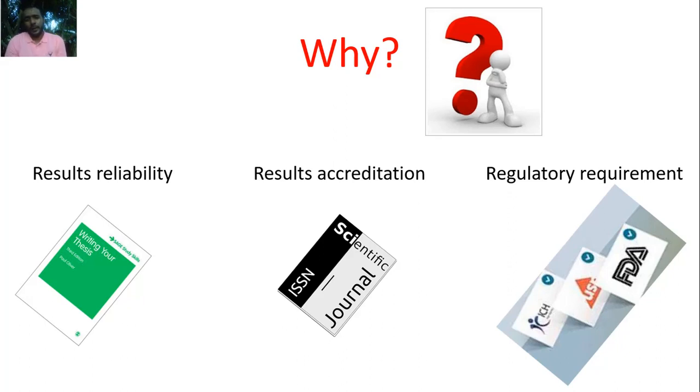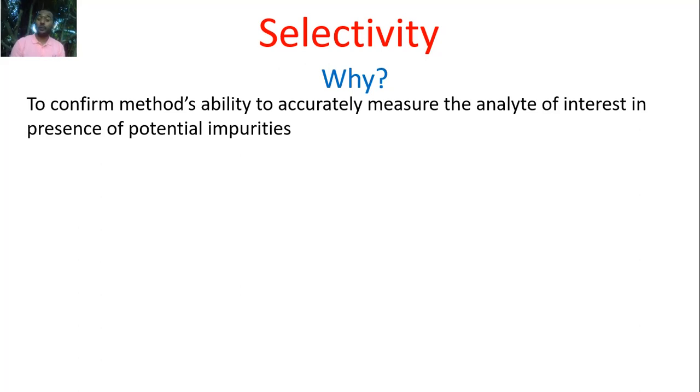So how do we do analytical method validation? The first thing we need to do is confirm the selectivity of our method. So what does this mean? This means that we need to confirm that our method can determine and measure our analyte, our drug, even in the presence of some potential impurities.